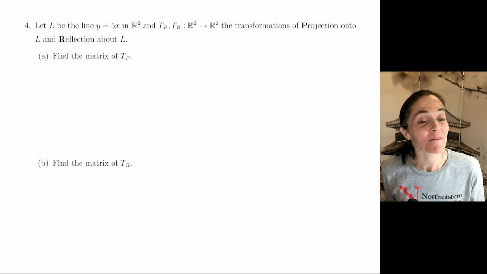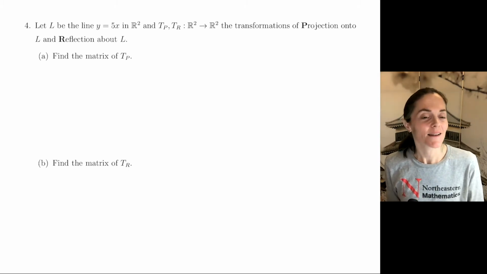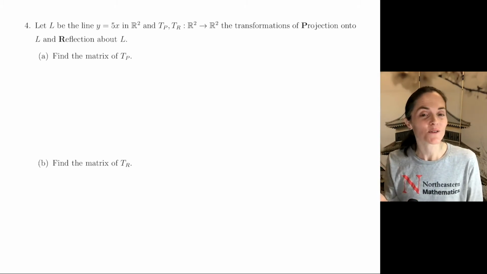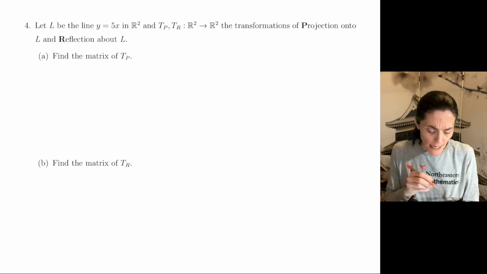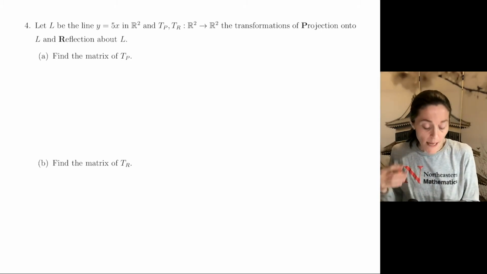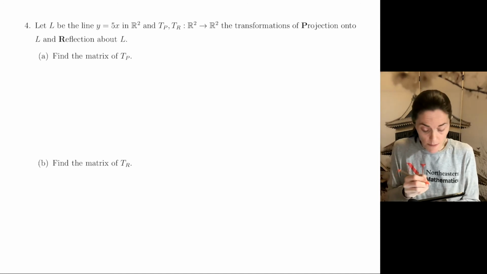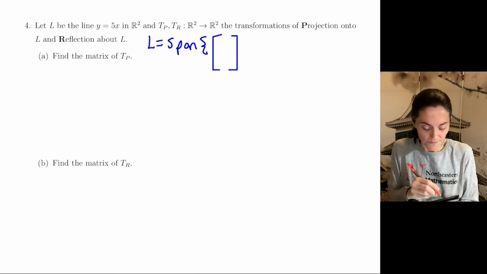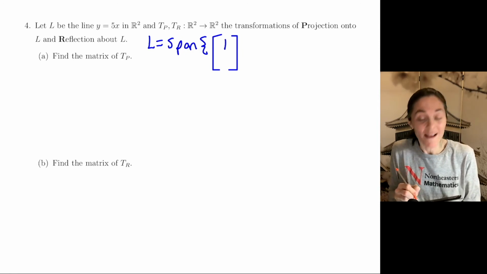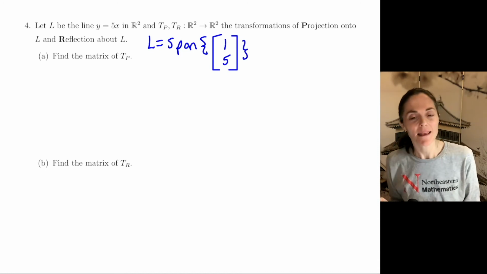Number 4, we are moving into some geometry, and we are given a line in R2, and then we're asked for the matrix of projection and reflection for this line. Well, the first thing I need to do, you see the line I'm given as y equals 5x, but let's write it as a span. So how can I write this line as a span? Let's see, if I take x to be 1, then y equals 5 times 1. So here's writing L as a span.